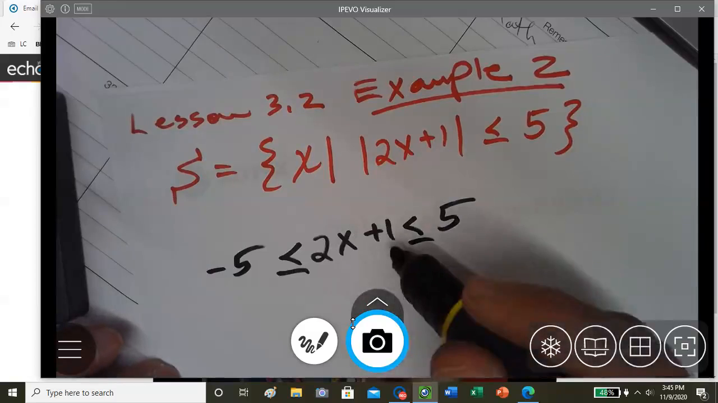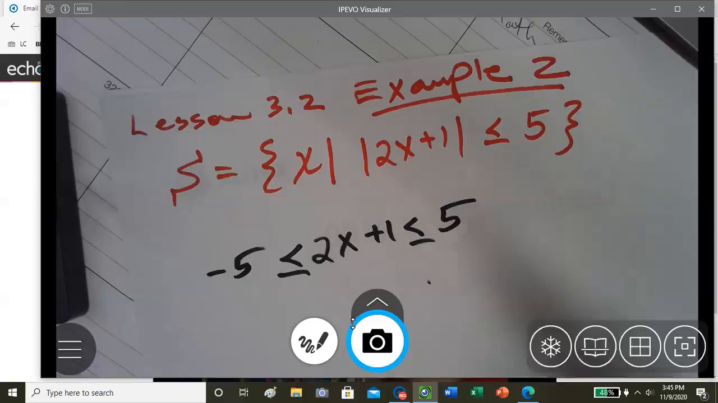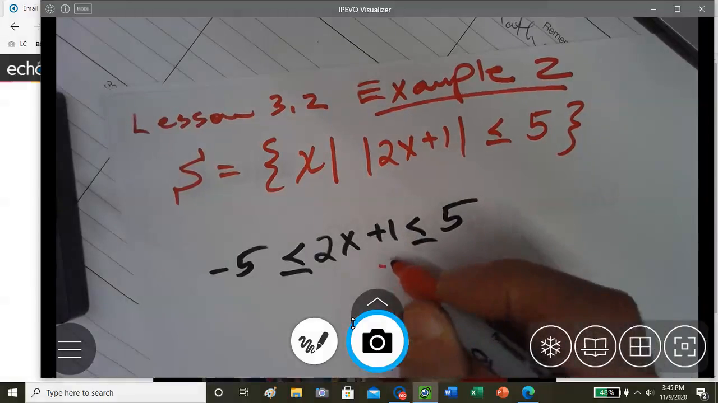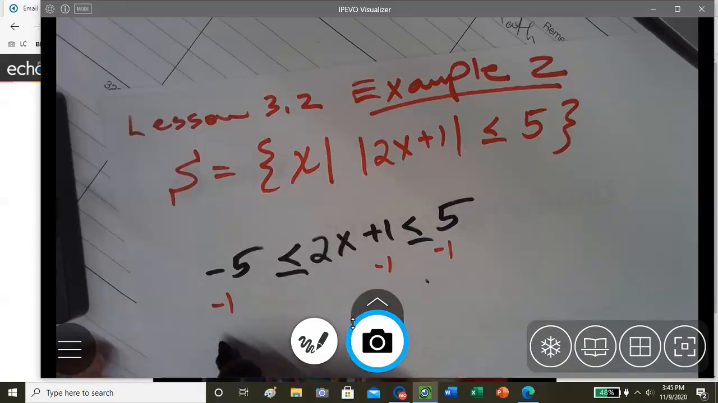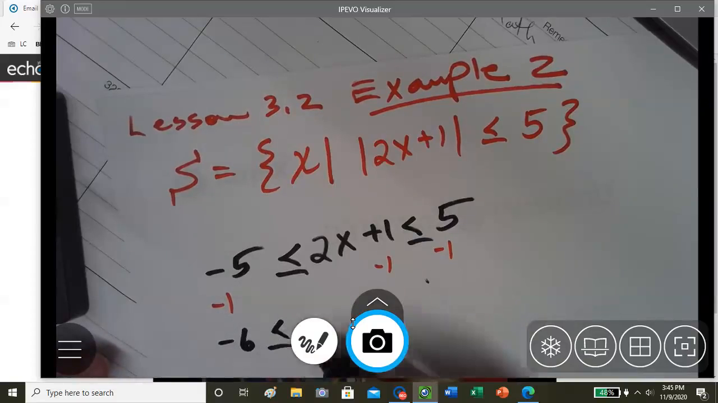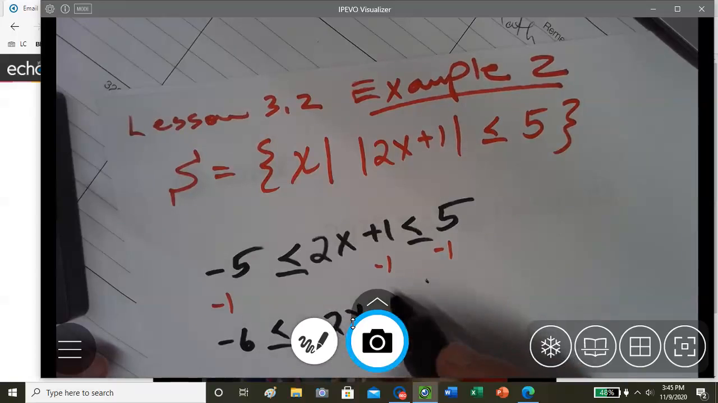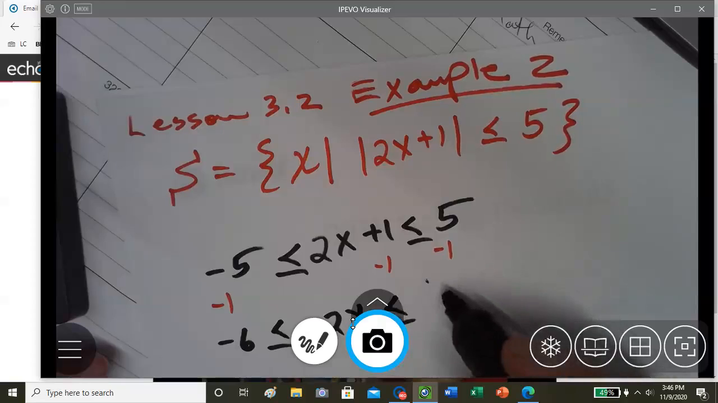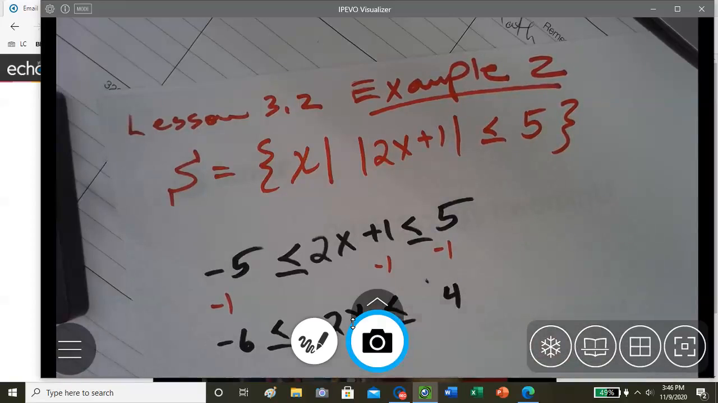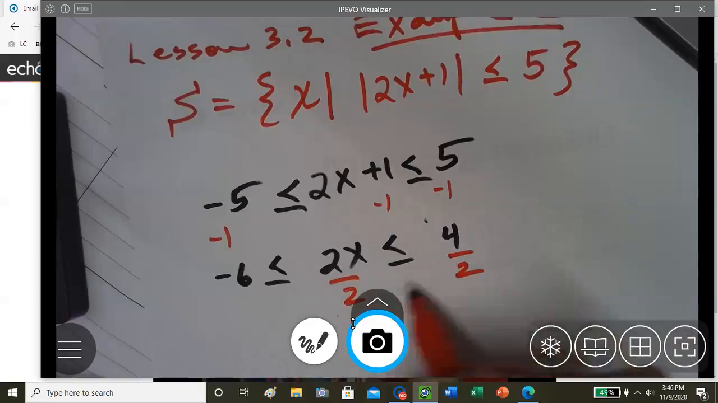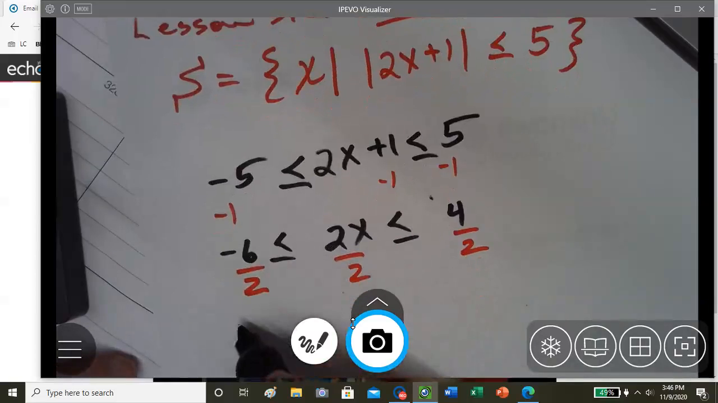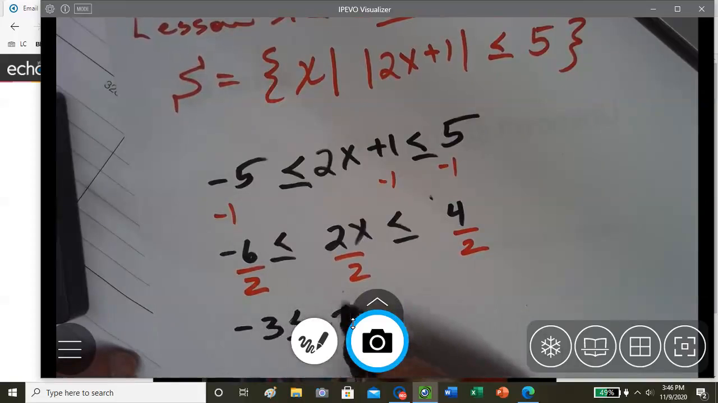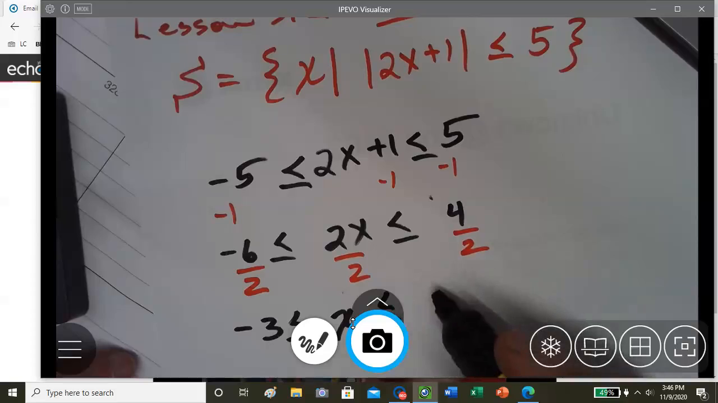Okay, so now we solve for x, and we apply minus 1 to all three parts, and we get negative 6 is less than or equal to 2x, and that's less than or equal to 4. And then we divide by 2 into all three, and we get negative 3 is less than or equal to x, and that's less than or equal to 2.